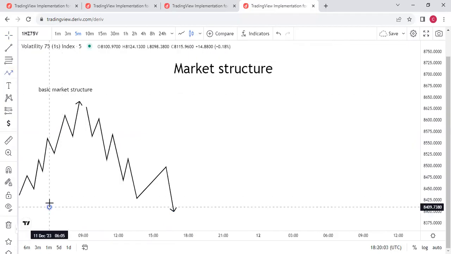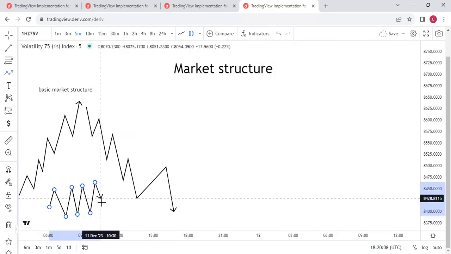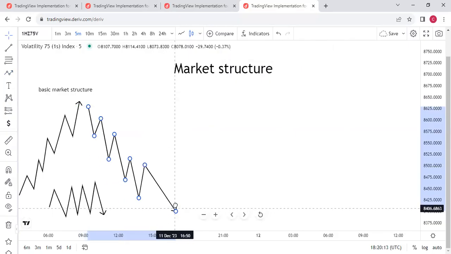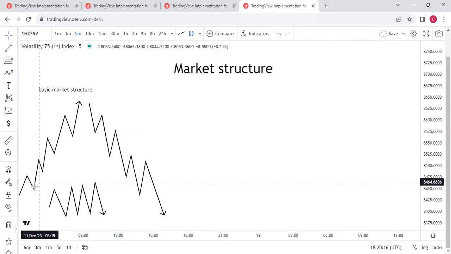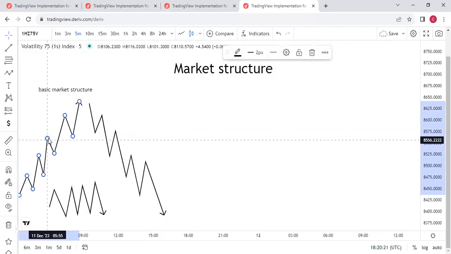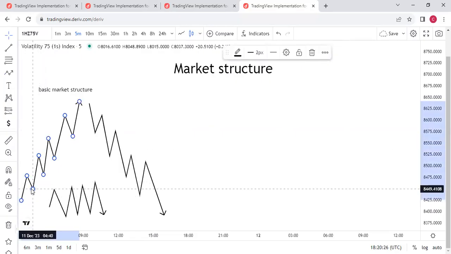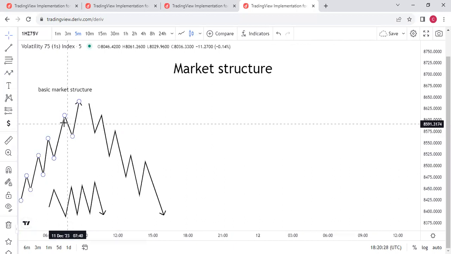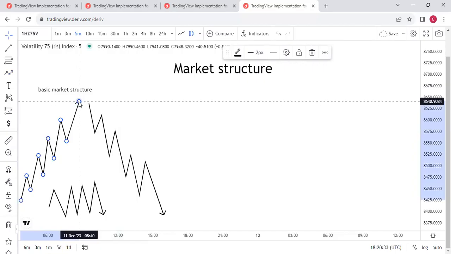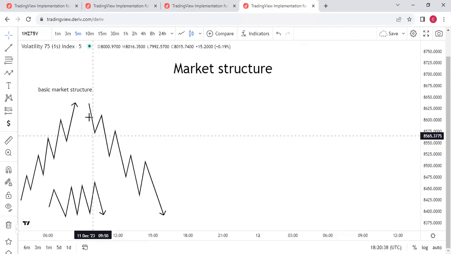Then we also have what we call a ranging market. In an uptrend, buyers are more active in this market. Price is pushing to the upside. It means that there are people actually buying these assets or instruments, and the more people buy, the more the price pushes to the upside. We call this an uptrend. We call this a downtrend.